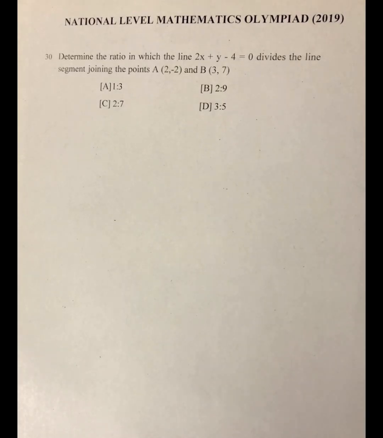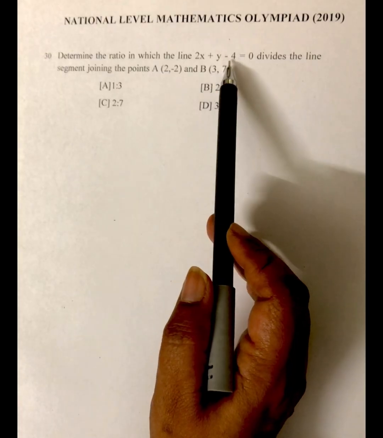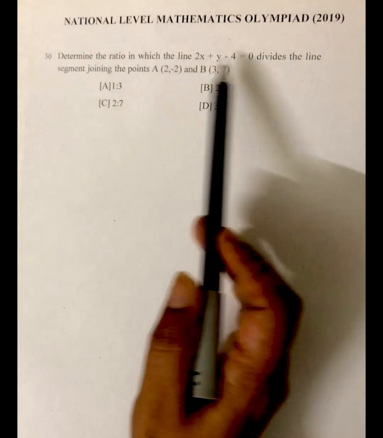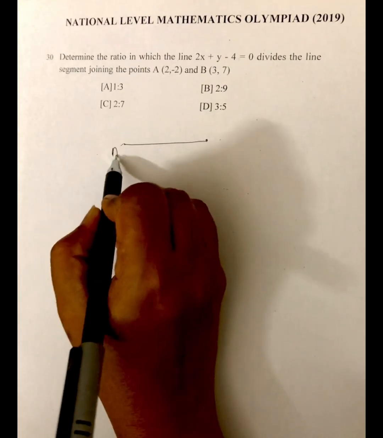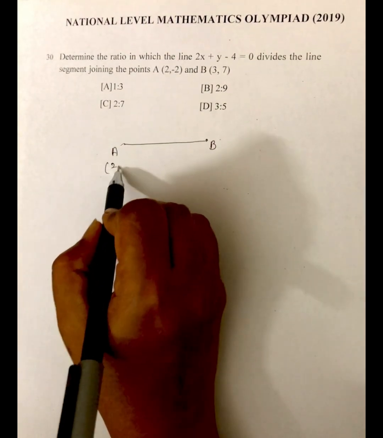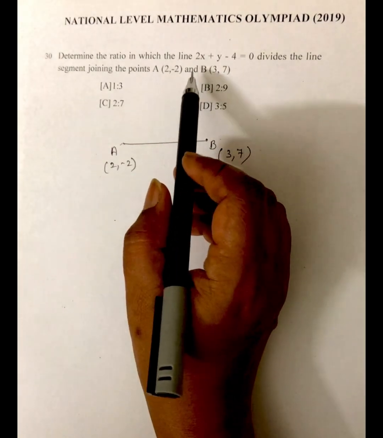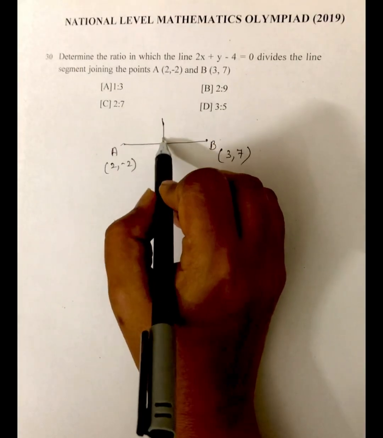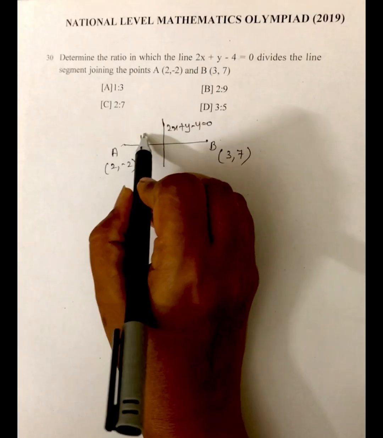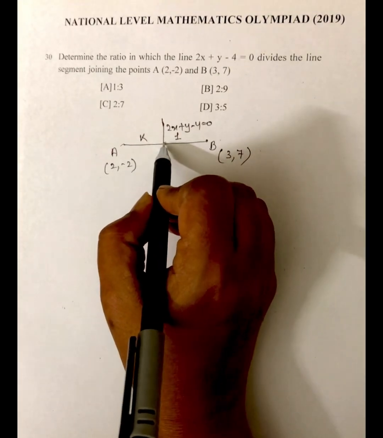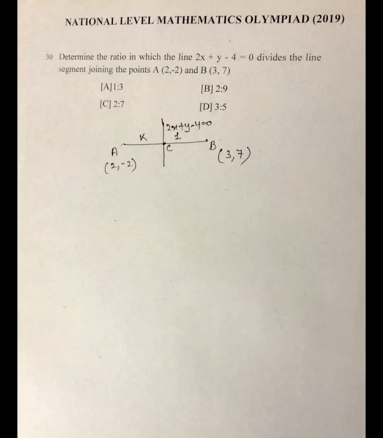Now look at question number 30. It says determine the ratio in which the line 2x plus y minus 4 equal to 0 divides the line segment joining the points A and B. Let these be 2 points A and B. A point is (2, minus 2). B point is (3, 7). We have to find the ratio in which this line, 2x plus y minus 4 equal to 0, divides AB in the ratio k to 1 at point C.